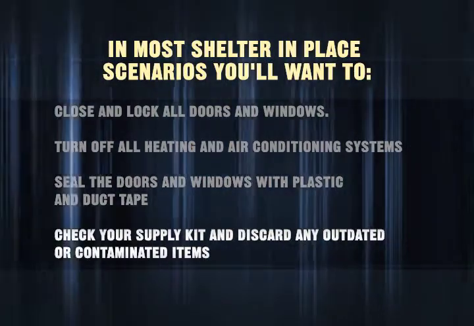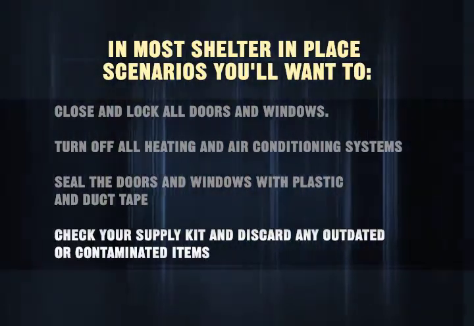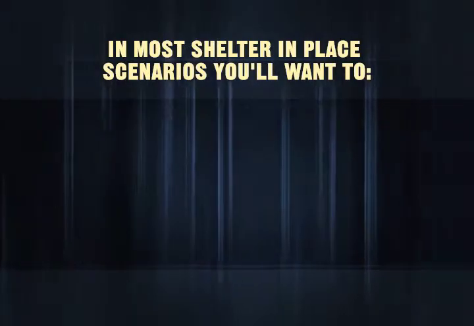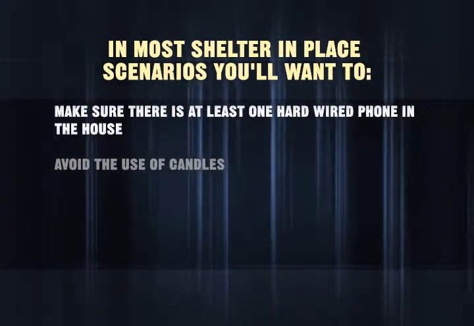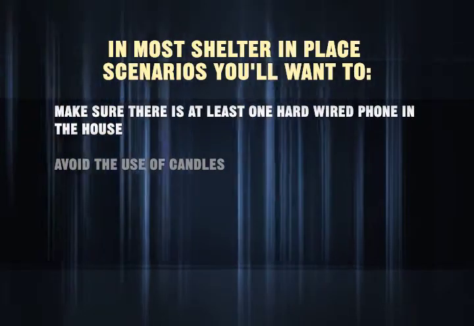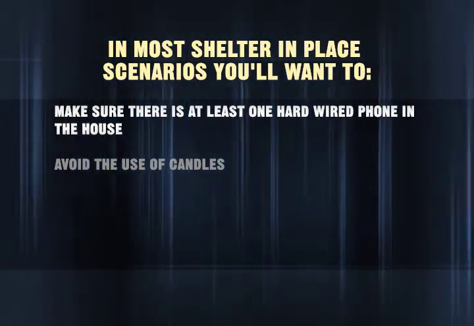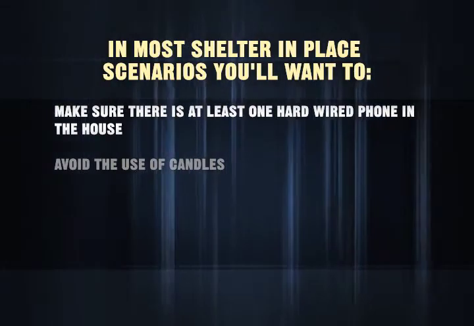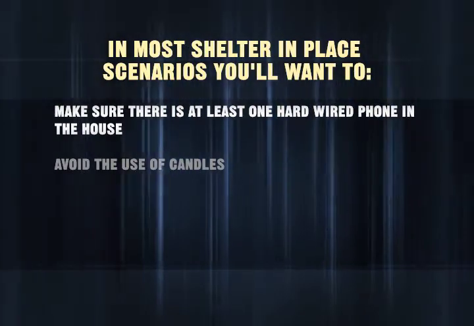Check your emergency supply kit and discard any items which may be outdated or contaminated. Make sure your home has at least one working telephone that is not cordless but is hardwired to the phone jack. Most cordless phones will not work if the electricity is off, even if the phone line is still working.